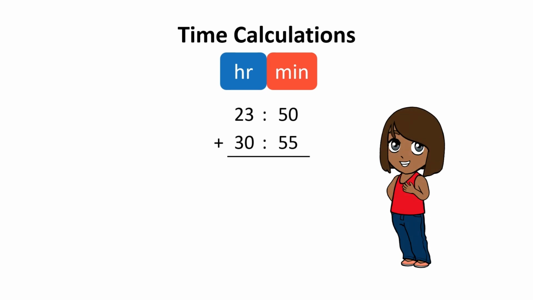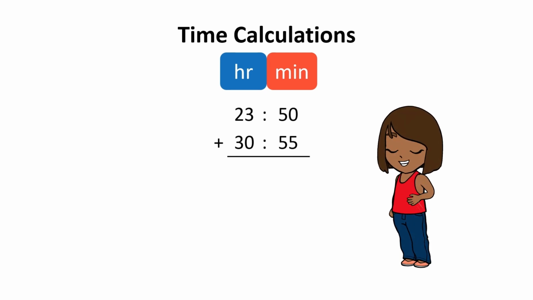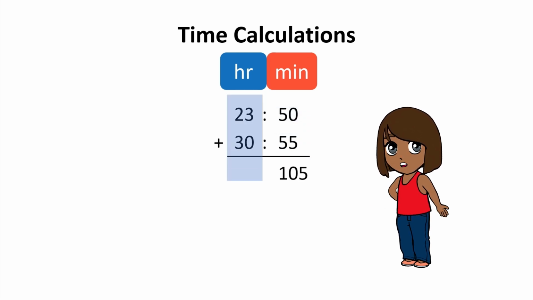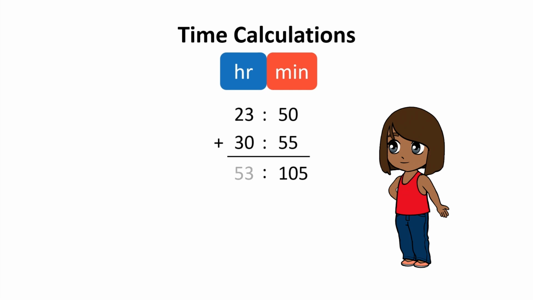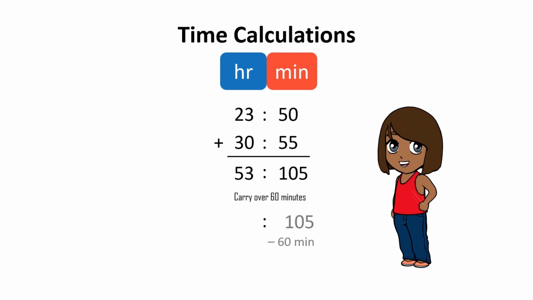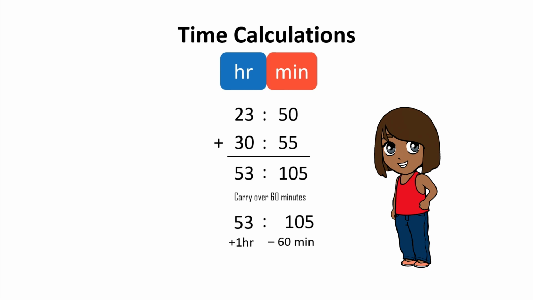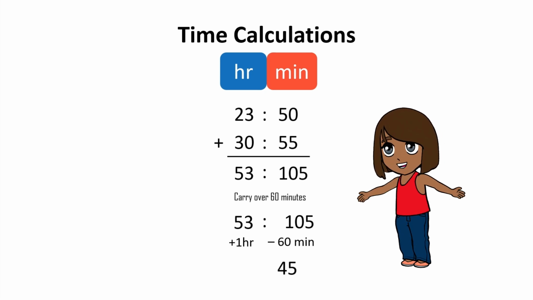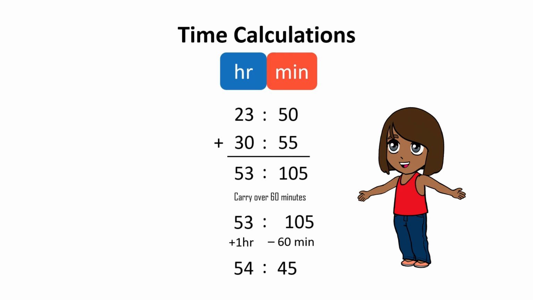Let's take the first question. First, add minutes. You get 105 minutes. Then add hours. You get 53 hours. Now, when the minutes is more than 60, carry over 60 minutes to hours section. So you subtract 60 minutes from 105 minutes and carry over and add 1 hour to 53 hours. You get 54 hours and 45 minutes.